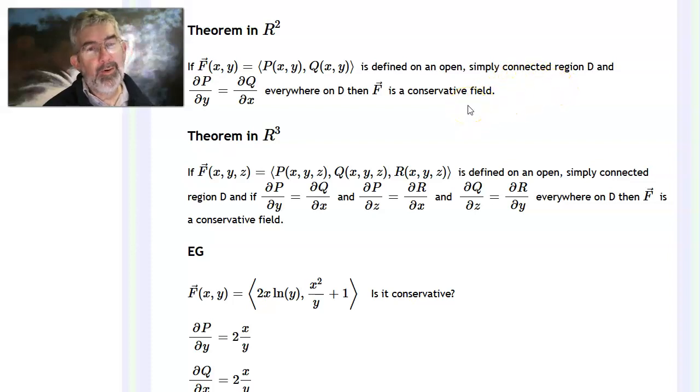If it is on a closed region, then it's also on an open one. You can just throw away the boundary points because you don't care about them, right? Anyway, and in R3, it's a similar thing.